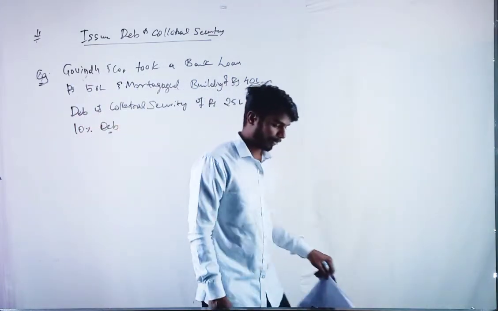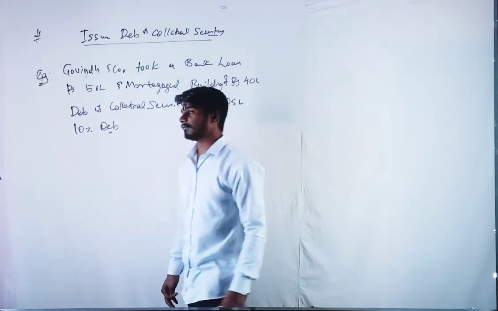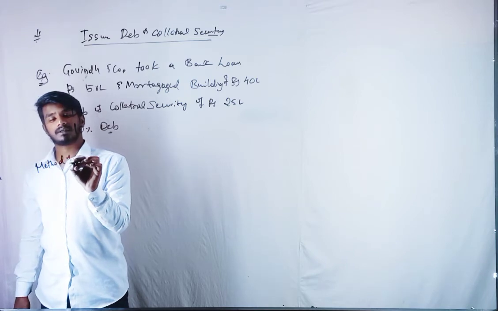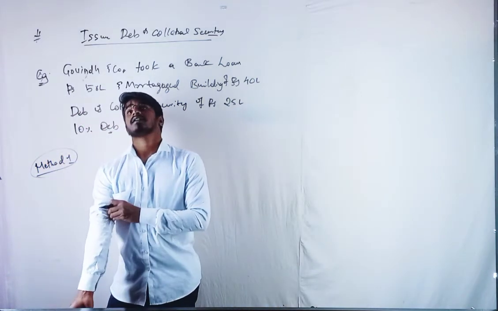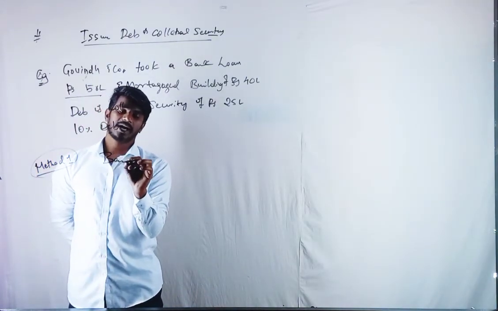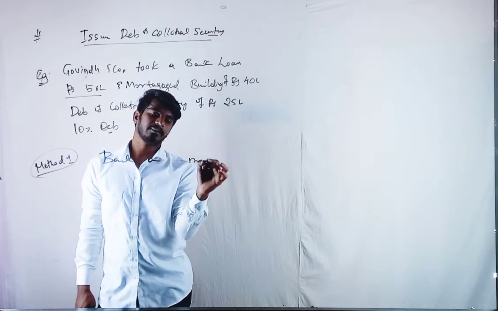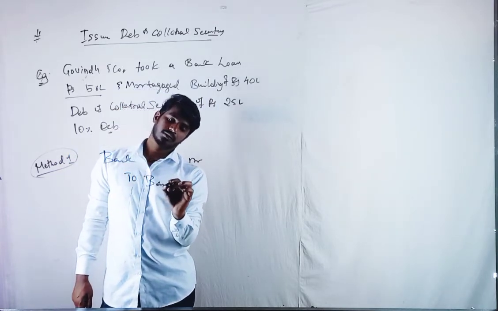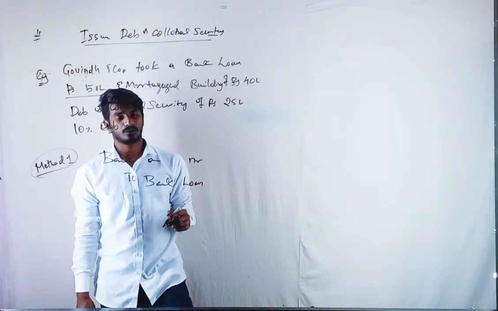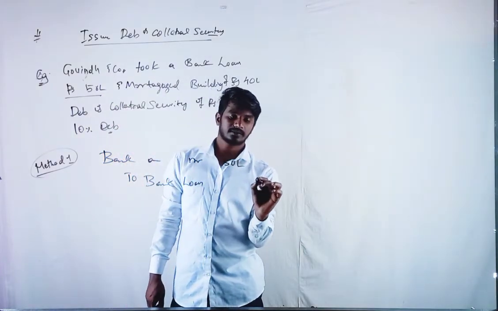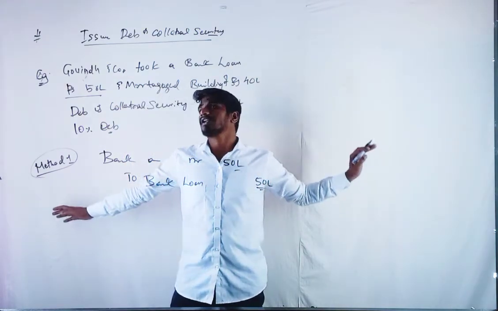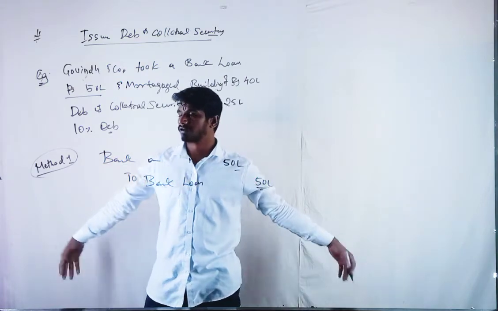Okay, let us do method one first. In method one, there will be no entry for the security. We'll just make an entry for receiving the bank loan: bank account debit to bank loan, which is a liability, 50 lakh. That's it. No entry for the mortgaged building.